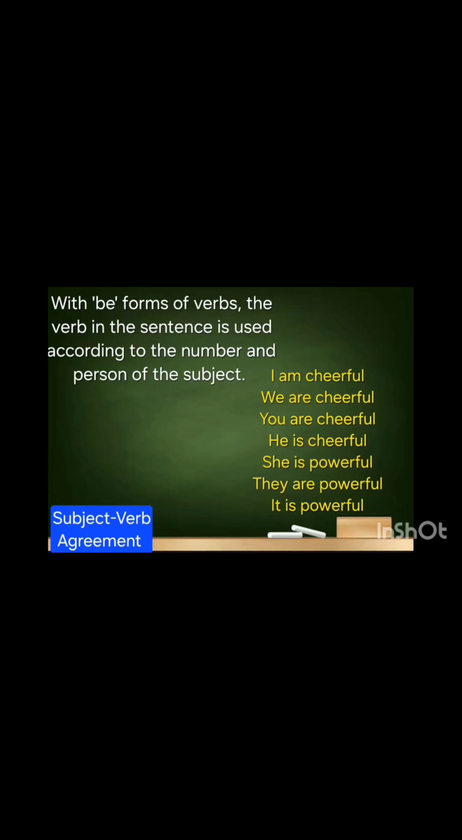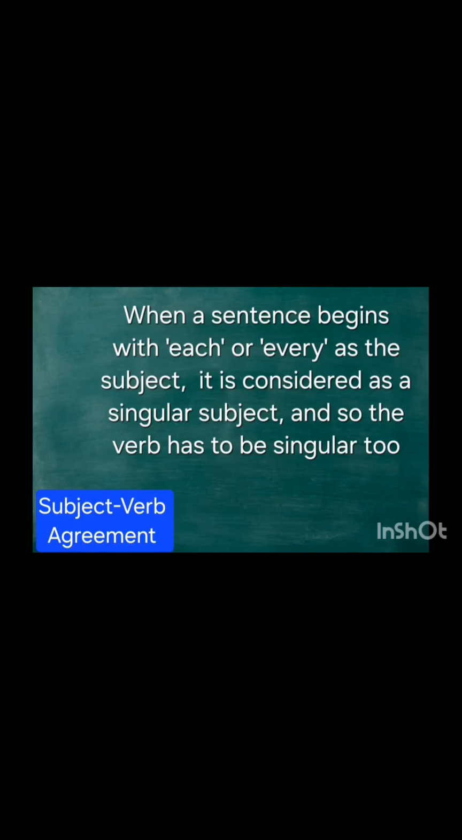Now with be forms of verbs, the verb in the sentence is used according to the number and person of the subject. This is very simple. For instance, I am cheerful, we are cheerful, you are, he is, she is, they are, it is powerful. So that's simple. With the be forms of verbs, the verb in the sentence is used according to the number and the person of the subject.